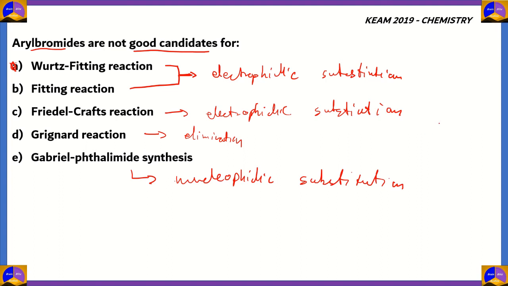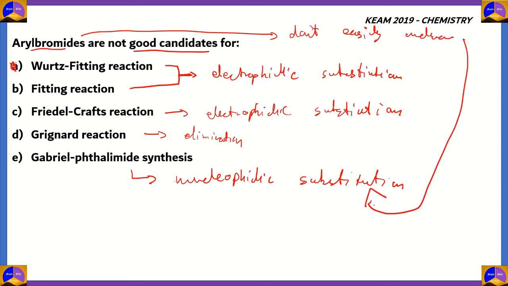Now, why are Aryl bromides not a good candidate for any of these reactions? Well, the thing with Aryl bromides is that they do not easily undergo nucleophilic substitution. So therefore, Gabriel phthalimide synthesis is not a good reaction for Aryl bromides. So that means option E will be the correct option.